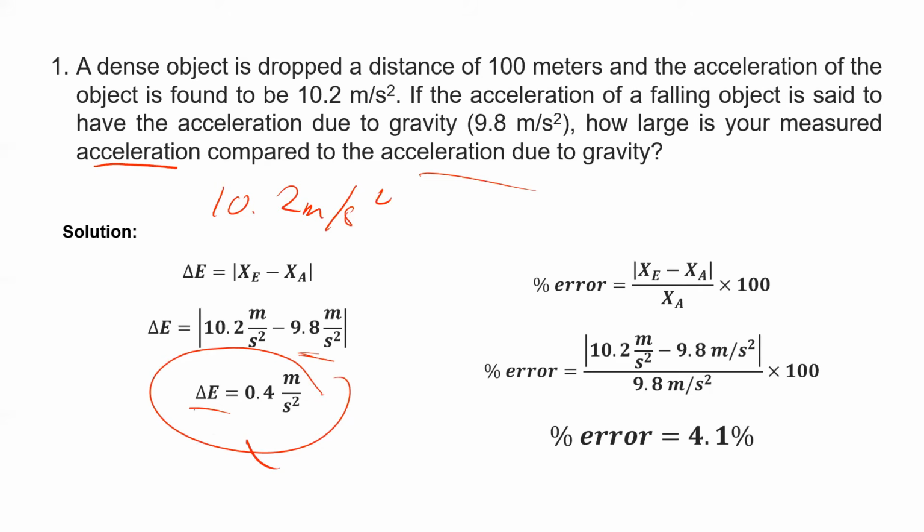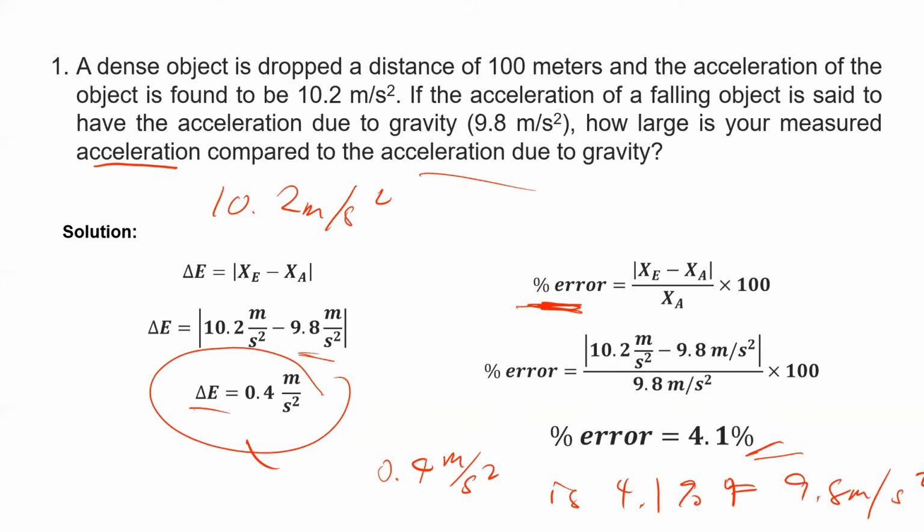So to answer that question, we need to solve for the percent error. So here, using this equation, substitute with the given, and we'll get a value of 4.1%. So 0.4 meters per second squared is 4.1% of 9.8 meters per second squared.